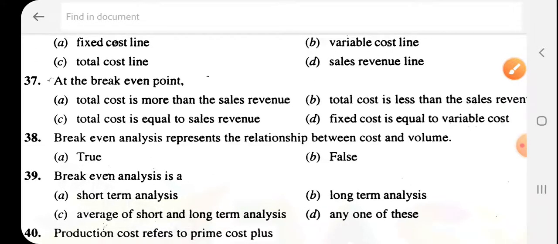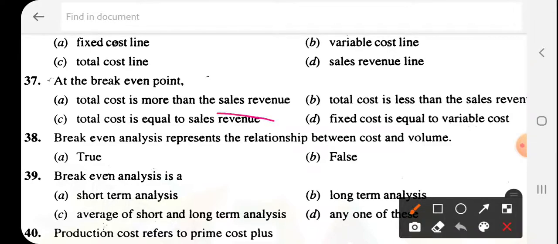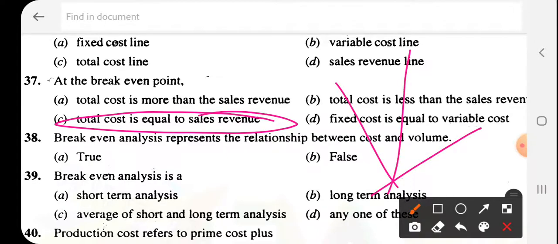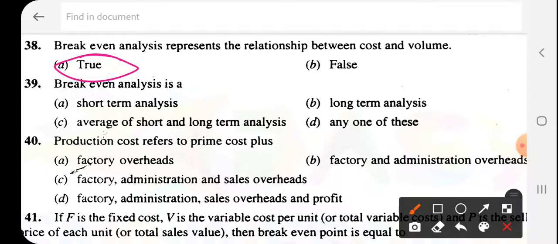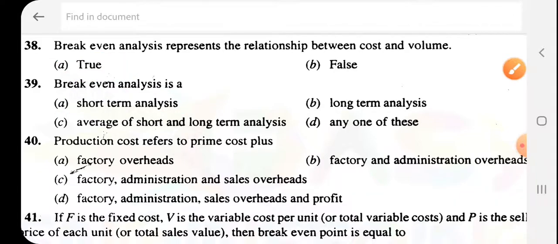So what will happen at the break-even point? See, total cost is equal to sales revenue. This is important. Total cost is equal to sales revenue, because those two lines meet and intersect. Break-even analysis represents the relation between cost and volume. That is the correct statement. Break-even analysis is a short-term analysis. For the short term only we will use break-even analysis.